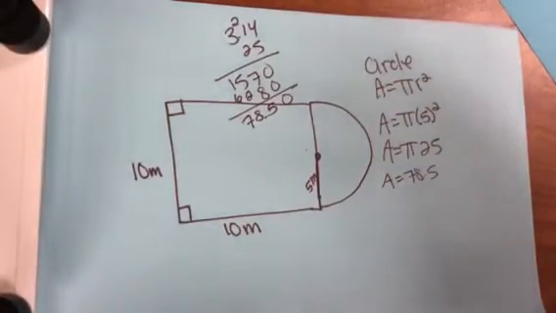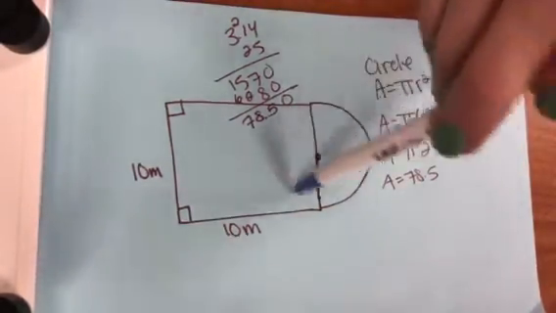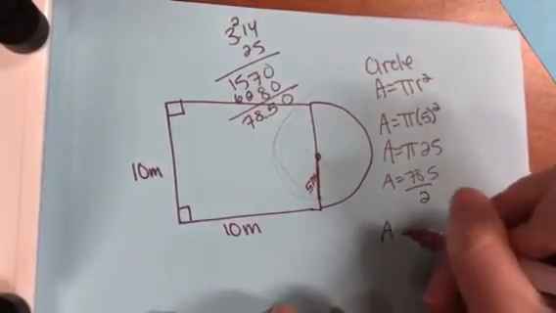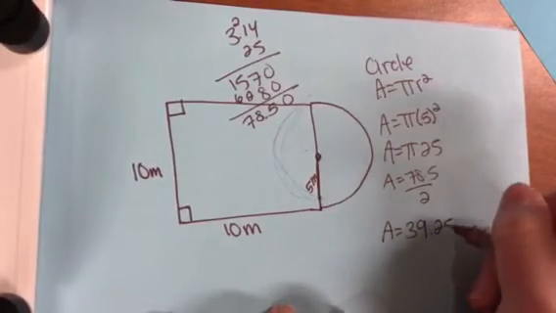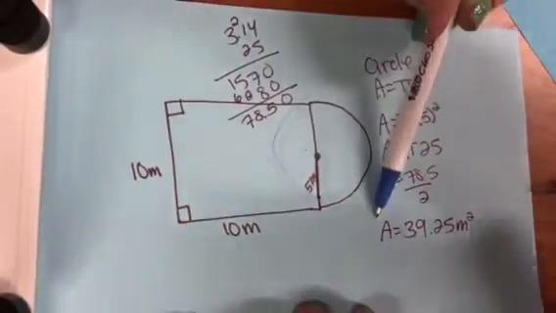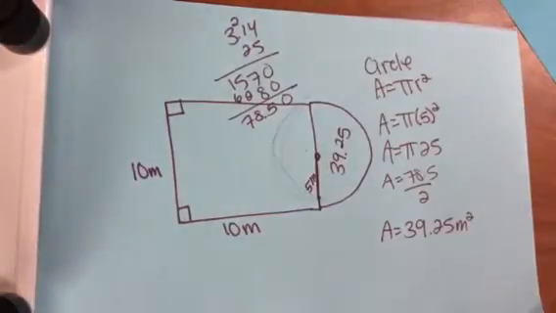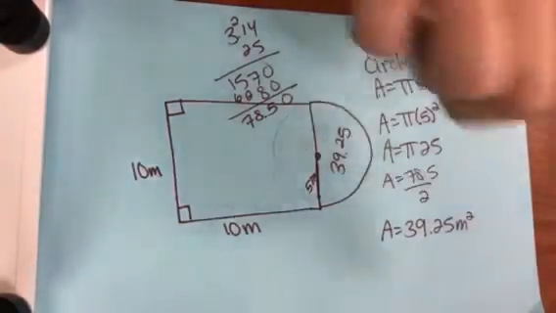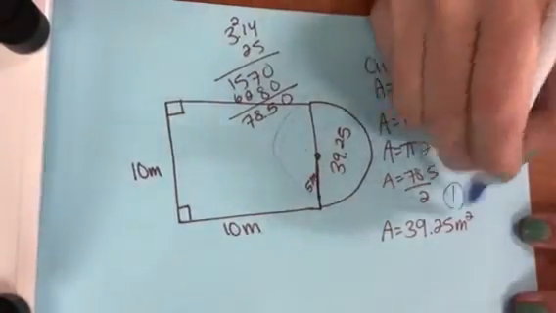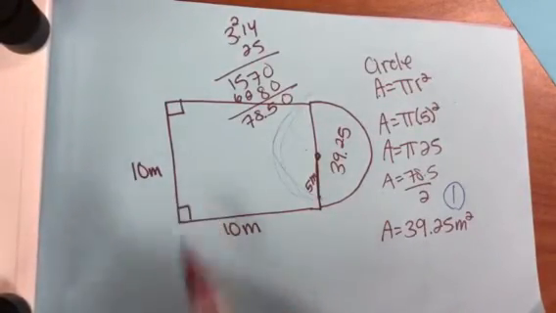However, hold on. We just found the full area of a circle, but this is only half of a circle. So divide by 2. That's 39.25 meters squared. Do I need to box my answer? No, because I'm not fully done. I write it inside my shape so I don't forget it. This was step 1 with this shape.